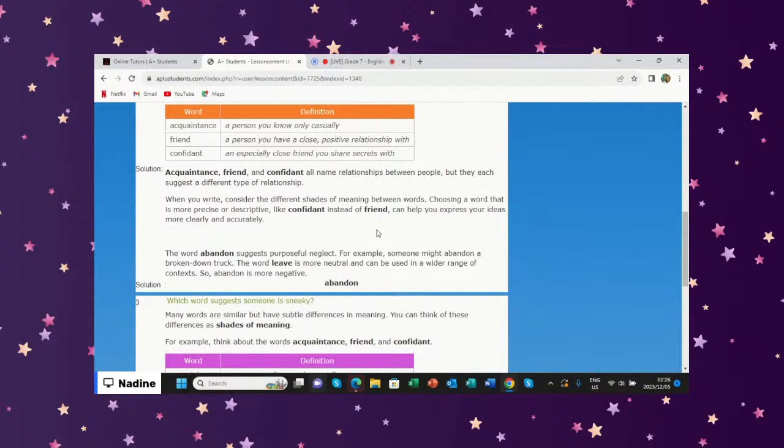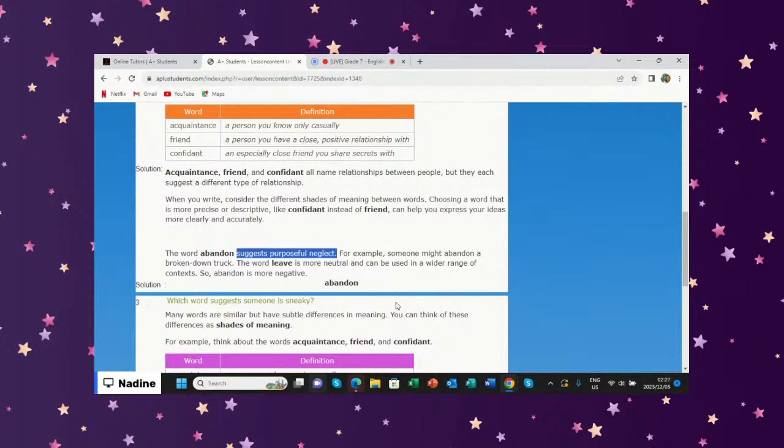All right. So basically, if we look at these two words, abandon and leave, we need to find which word is more negative. The word abandon suggests purposeful neglect. It's like you neglected something on purpose. You abandoned someone, or it's an abandoned building, right? It's like people just up and left.